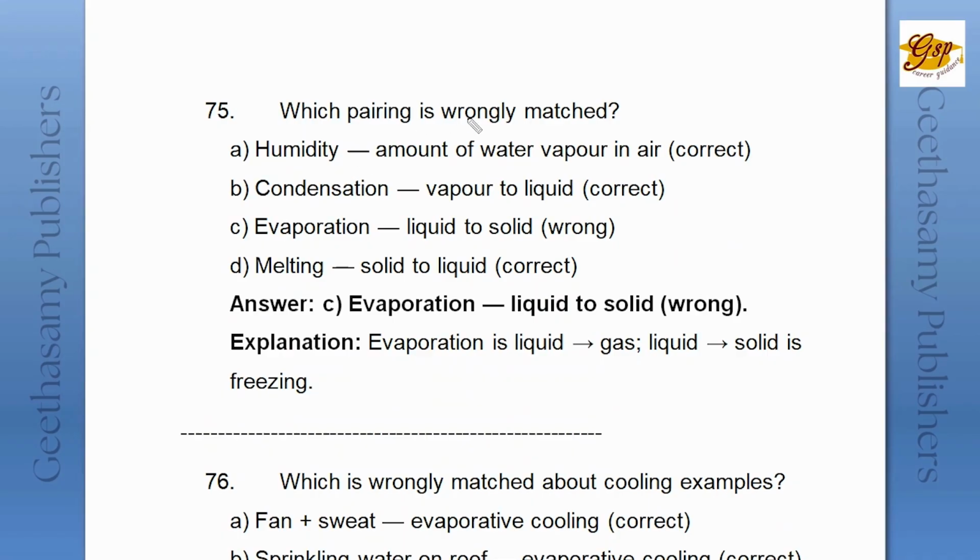75th question: which pairing is wrongly matched? Humidity, amount of water vapor in air, correct. Condensation, vapor to liquid, correct. Evaporation, liquid to solid, wrong. Melting, solid to liquid, correct. The wrong statement is evaporation, liquid to solid. Evaporation is liquid to vapor, right? So that's it. Fine.